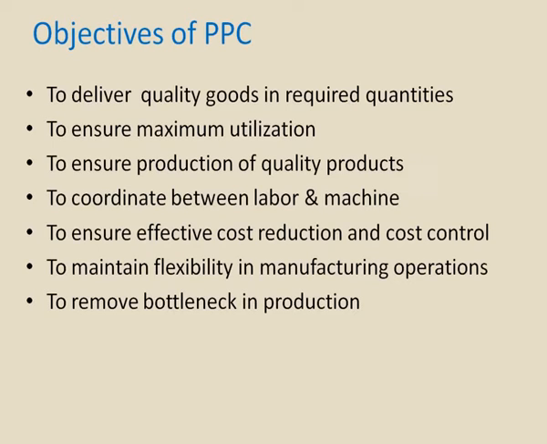Next, to remove bottleneck in production. Bottleneck is nothing but there may be some machines or some operators where the productivity is low. Suppose there are 5 workstations, and there may be one workstation or one machine which is low at its productivity. So that must be removed. Ultimately that will be affecting your production rate, so it must be taken care that bottleneck during that particular operation must be removed.